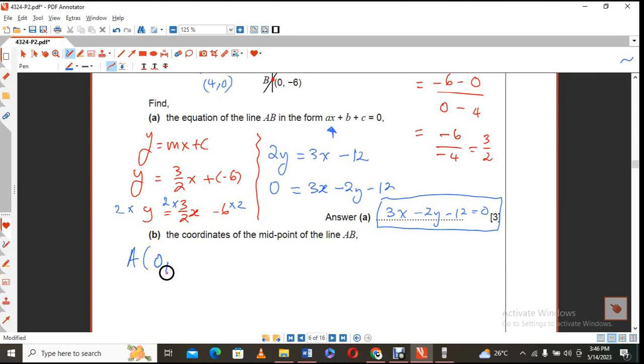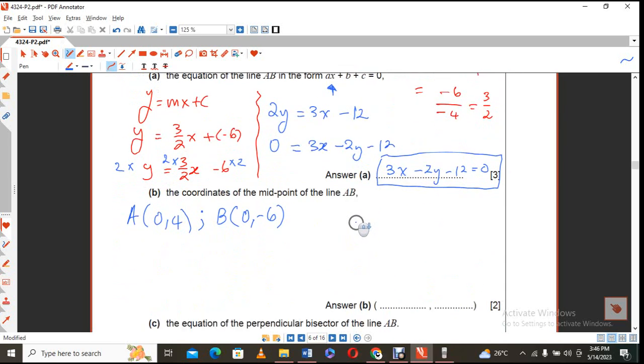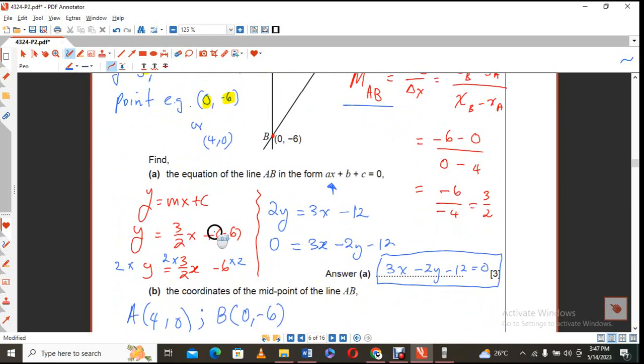The coordinates of A was 0, 4, and the coordinates of B, if you remember, 0, -6. So you can see right up here, the coordinate of A is 0, 4. We're going to find the midpoint by taking the two x values and adding them up. I think this point here is supposed to be the other way around, which is 4, 0. Just make sure that you have it, 4, 0.